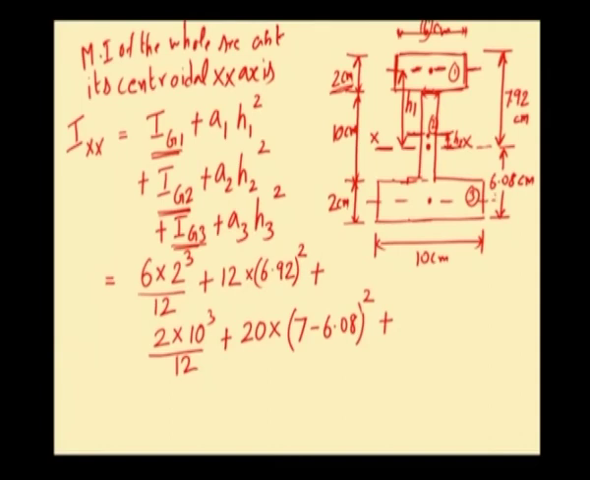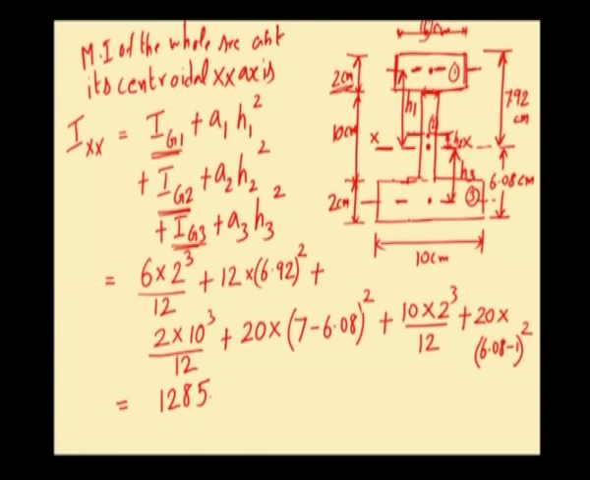moment of inertia of rectangle 3 about its own centroidal x axis. Moment of inertia of rectangle 3 about its own centroidal x axis will be b here will be 10 into d cube, 2 cube by 12 plus A3 is 20 into h3, the distance between x axis of the third rectangle and x axis of the whole figure. So, this distance will be h3, which will be 6.08 minus 1. So, this whole square. If you do the calculation, Ixx will come as 1285.03 centimeter to the power 4. Likewise, if you do the calculation for the moment of inertia of the whole I section about y axis, you will be getting the result as 209.33 centimeter to the power 4. So, this is Ixx and this is Iyy.